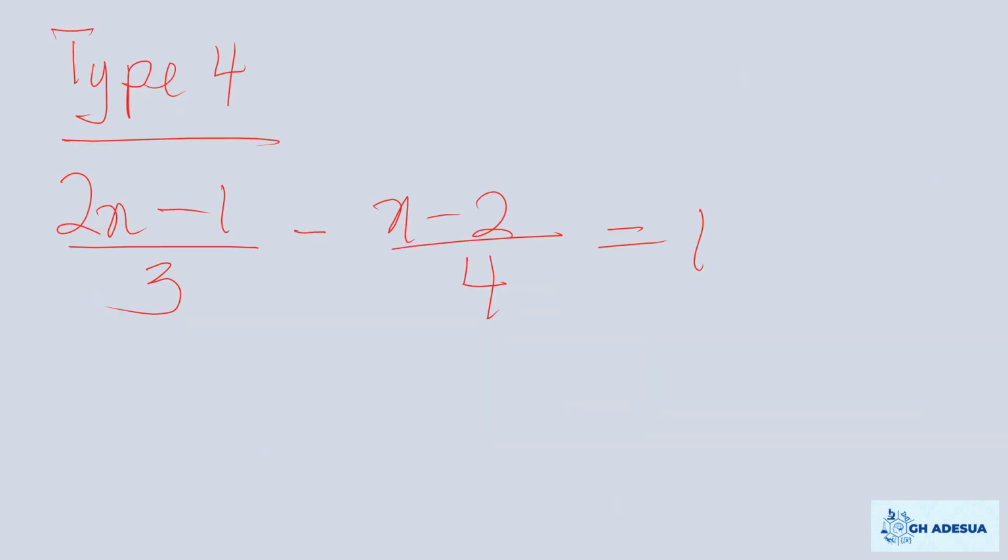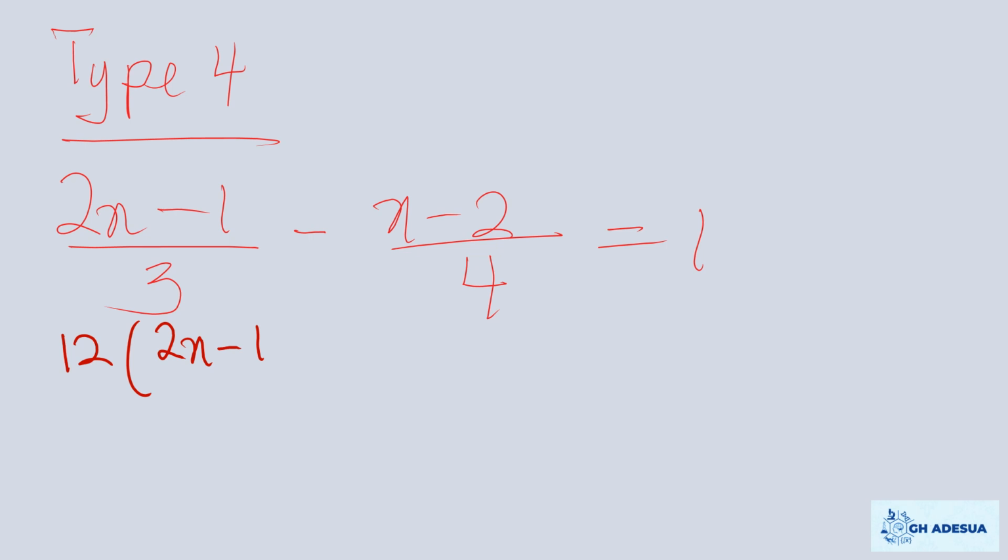All right. So we have the type 4, where you have fractions. So like we did earlier, look for the LCM for 3 and 4. That is 12. LCM for 3 and 4 is 12. So you multiply each by 12.